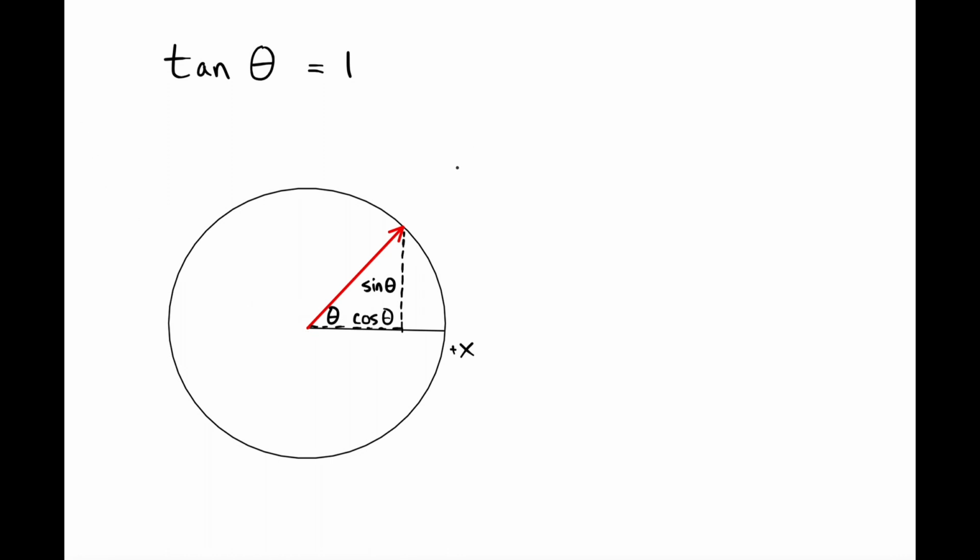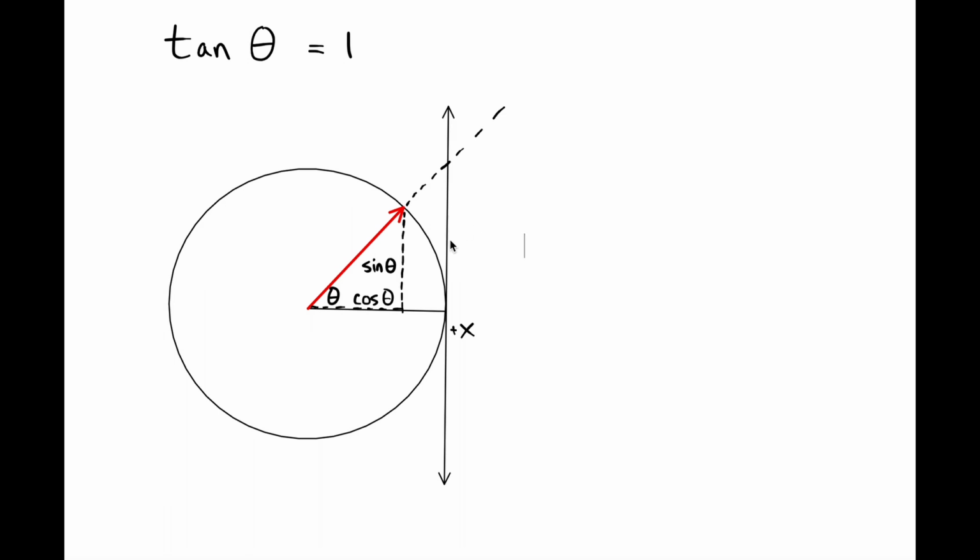However, one way that we can draw the tangent of theta is we can extend our angled arrow until it intersects with a vertical line where the vertical line is tangent to the unit circle. And then what we can say is that this distance here is a visual drawing of the tan of the angle. It's a way of drawing a tangent using a unit circle.